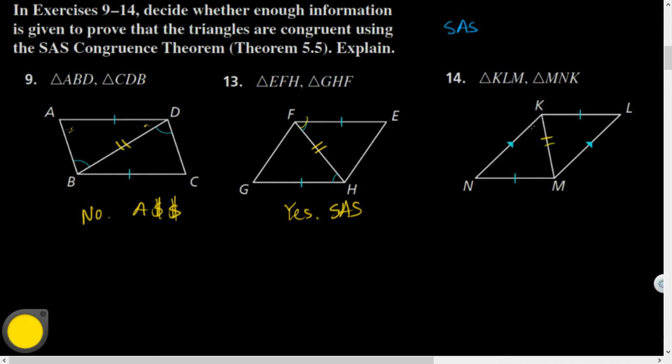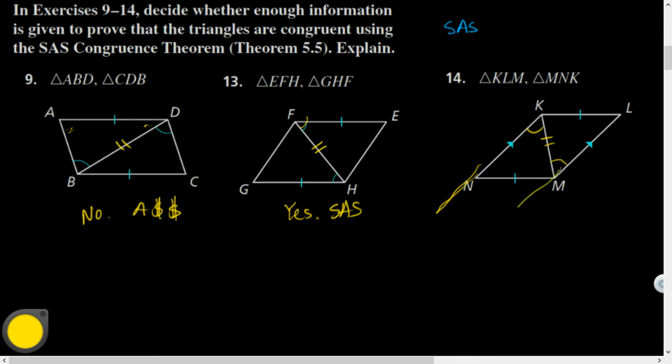Yep, reflexive, always aim for that. I also could say that angle NKM is going to be congruent to LMK by what means? Yeah, parallel lines cut by a transversal, and those are alternate interior angles. So by the alternate interior angles theorem, I could conclude that. These are two sides and a non-included angle, though, so it's a no-go.